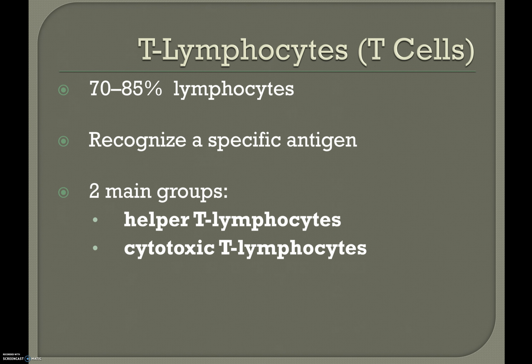The T lymphocytes are the most abundant type of lymphocyte. About 70 to 80% of the lymphocytes are T lymphocytes. As I mentioned before, they are very specific to particular antigens. There are two types of T lymphocytes. We have helper T lymphocytes and cytotoxic. Helper T lymphocytes, as the name suggests, help other immune cells to elicit an immune response. Cytotoxic T lymphocytes themselves take care of antigens by killing them.